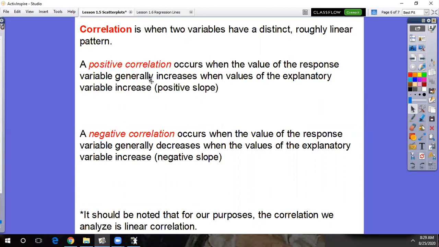There are a couple types of correlations. We have a positive correlation, and a positive correlation happens when the response variable increases when the values of the explanatory variable also increase. It looks like a line with a positive slope. A negative correlation is when the values of the response variable tend to decrease when the explanatory variable increases, and that looks like a line with a negative slope. Like I mentioned down here, for our purposes, the correlation that we're going to analyze is linear correlation. There are a couple different types of relationships that could happen, and I'm going to show you what those look like, but we're going to be analyzing linear correlation between variables.